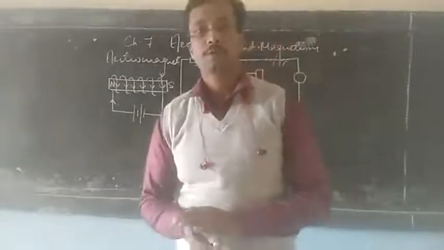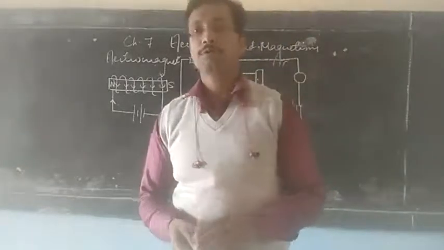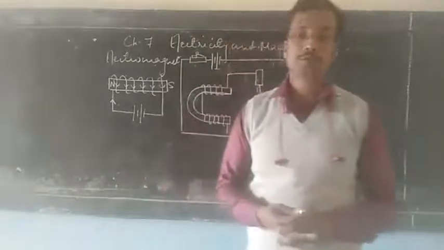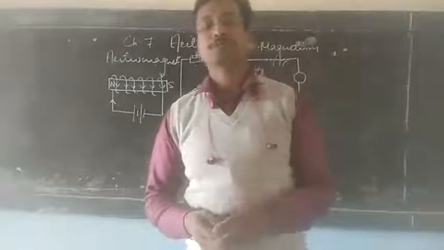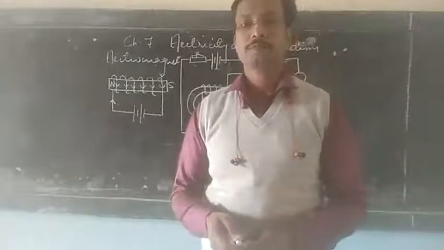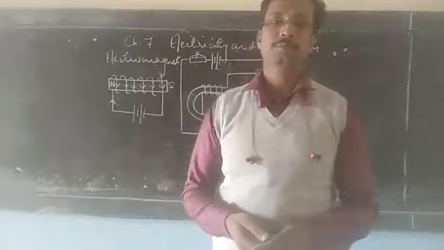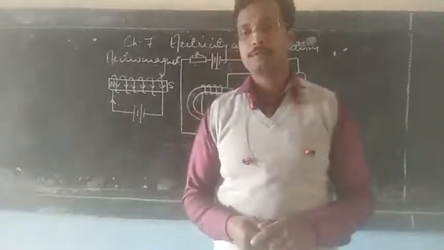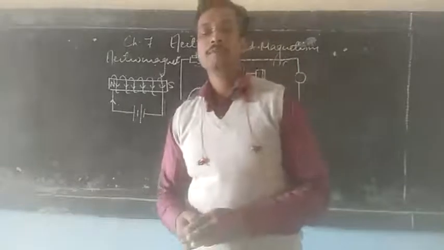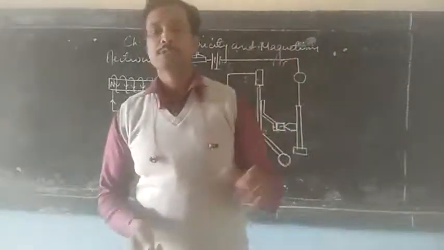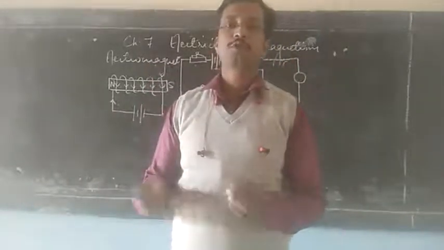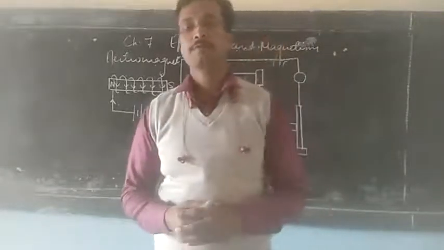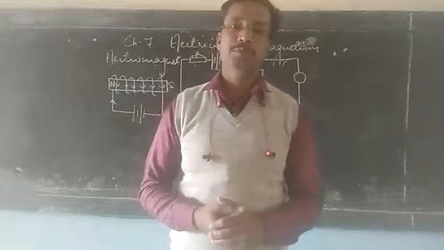Coming to the uses of electromagnet, we have a number of uses. Electromagnets can be used in electric motors, electric fans, in TVs. Then it can also be used in making an electric bell. Then we have to remove iron from scraps, or to remove iron pieces from wounds. All this can be done with the help of an electromagnet.